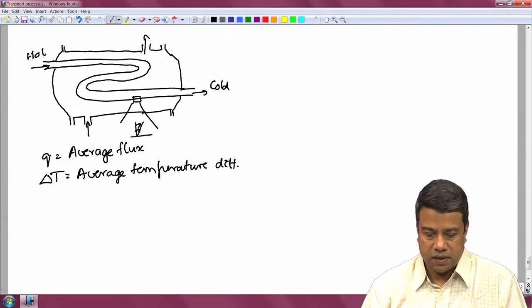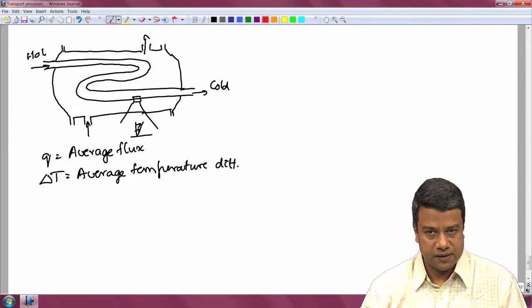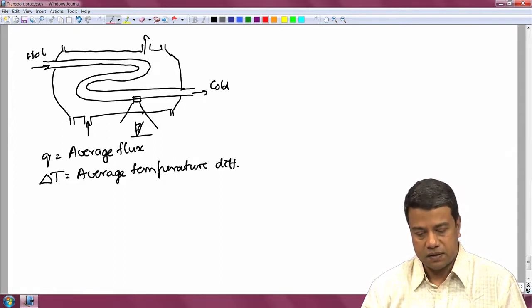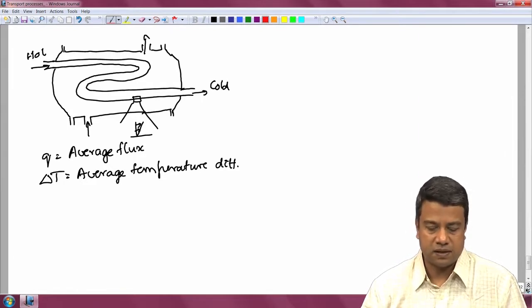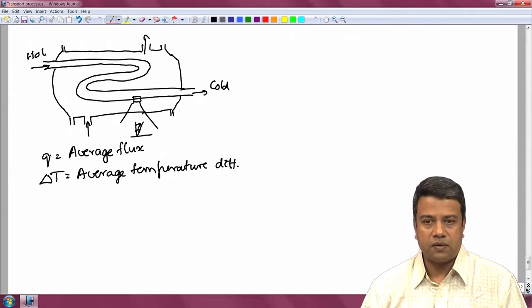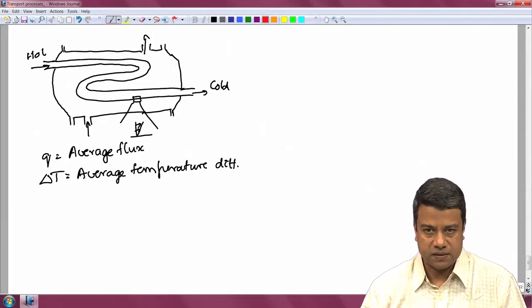Now let us turn our attention to the subject of the present lecture, which is a correlation based on dimensional analysis for the heat transfer in a heat exchanger. Rather than talk about the total transport rate, the total transport of heat per unit time across the surface, it is conventional to talk about the average flux.